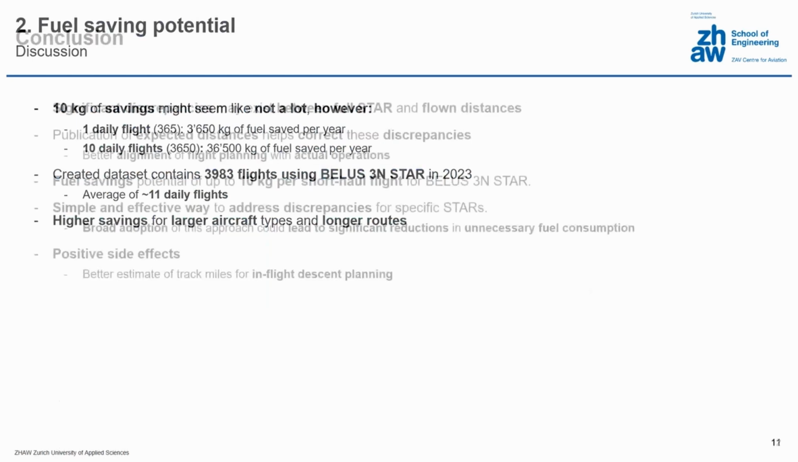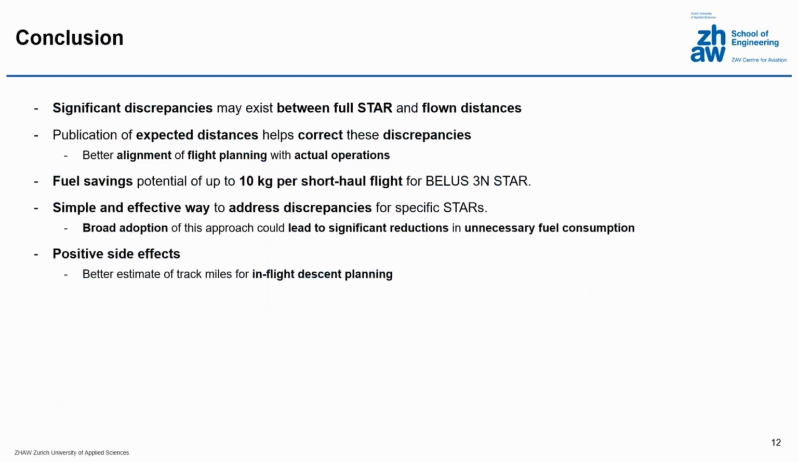And with that, I already come to the conclusion of this presentation. So what are the most important takeaways of the work that we did? So we have shown that for stars, indeed, it can be the case that significant discrepancies between the procedure as it is published, the distance of this procedure and the actual distances that are flown exist sometimes. And we have also shown that for cases where we have published expected distances available in addition, that these help to correct these discrepancies, thereby better aligning flight planning and also fuel planning with reality.